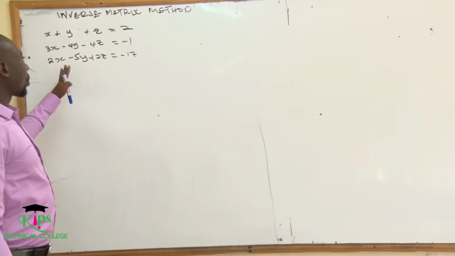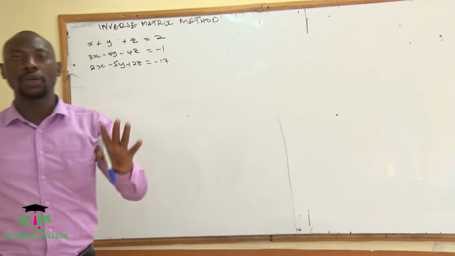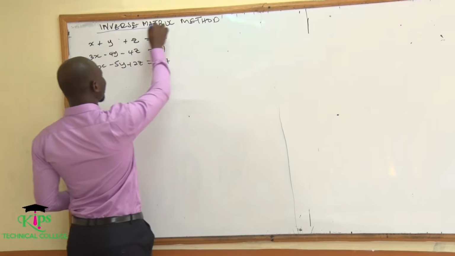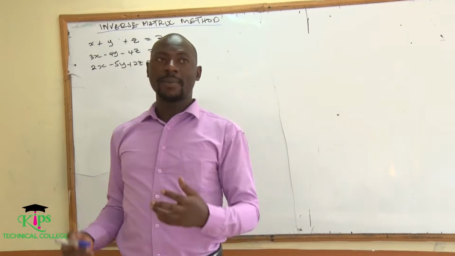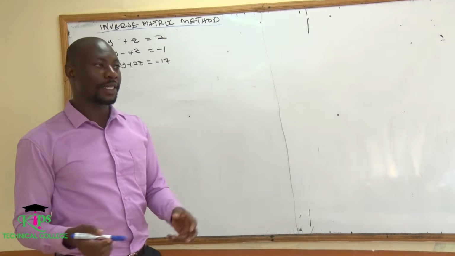Let's look at how to solve a simultaneous equation of three unknowns by the inverse matrix method. Up to now, we do know how to get the inverse of a 3 by 3 matrix, and we know that a number n multiplied by its inverse gives us 1.